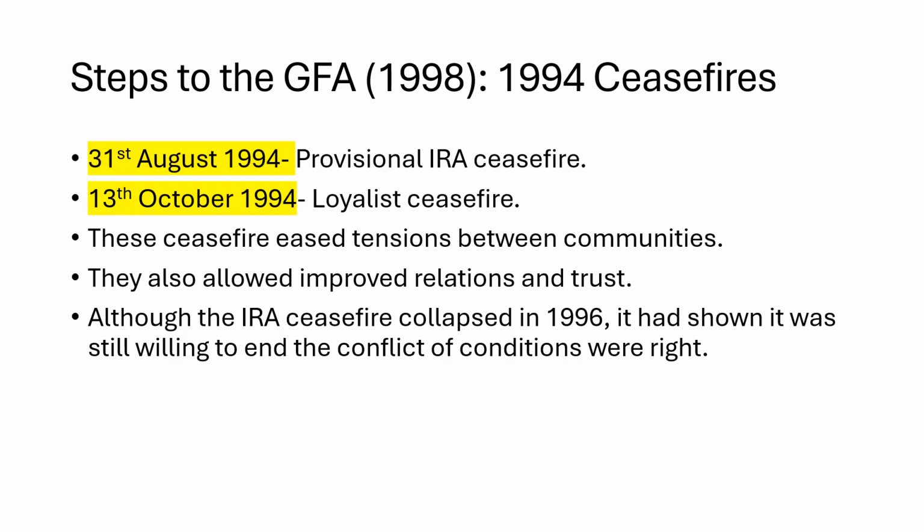I will say, although the IRA ceasefire collapsed in 1996, the IRA had already shown that it was willing to end conflict if the conditions were right. So it was a big step, and the IRA does, as you'll later see, come up with its own renewed ceasefire.